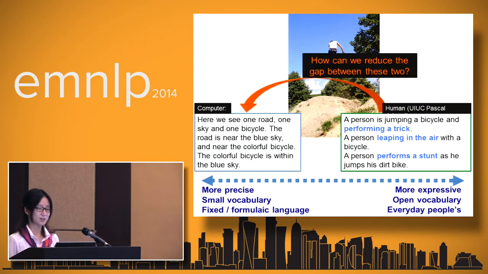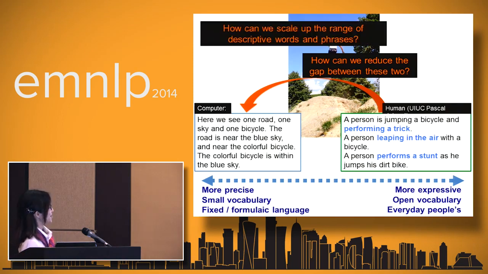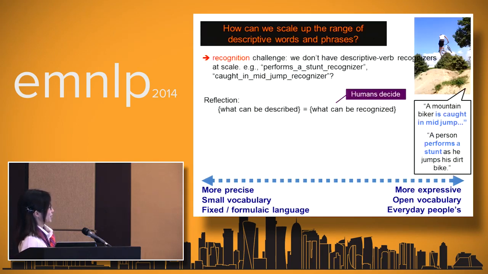So then the question is, how can we reduce the gap between these two? Can we ever reduce this gap? Another way of phrasing this question is, can we scale up the range of descriptive words and phrases for image captioning, especially faced with this long-standing computer vision challenge that we don't really have large-scale descriptive verb recognizers, among others.